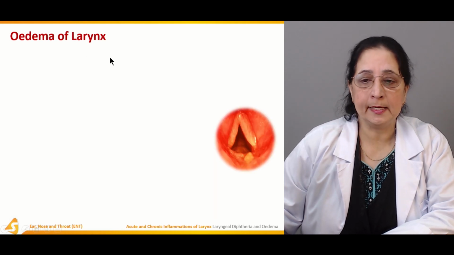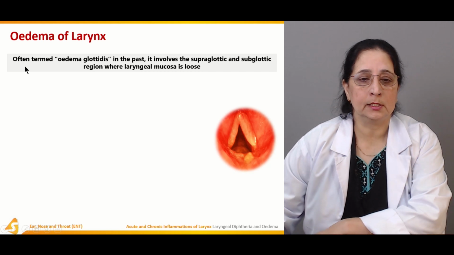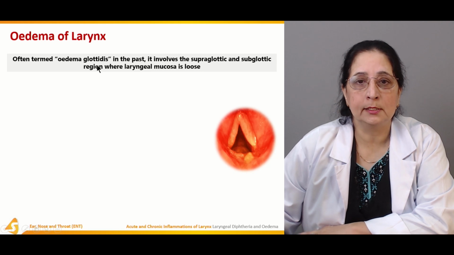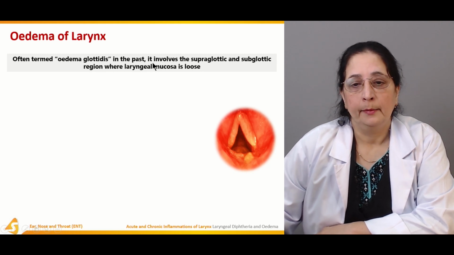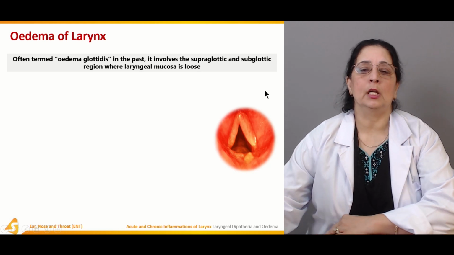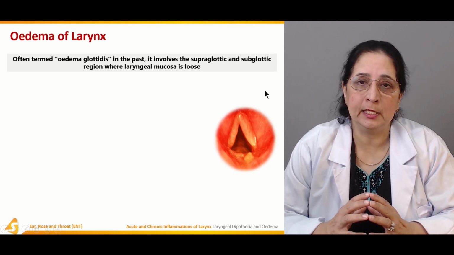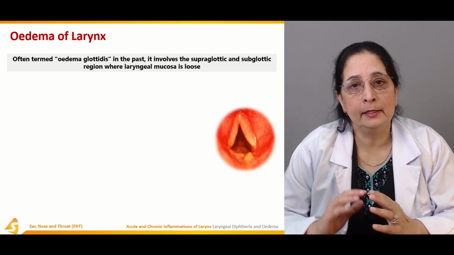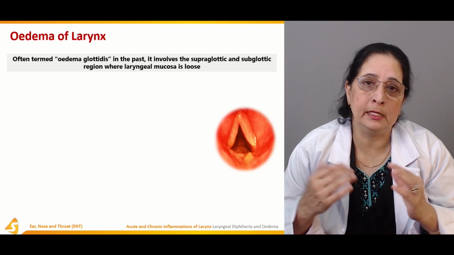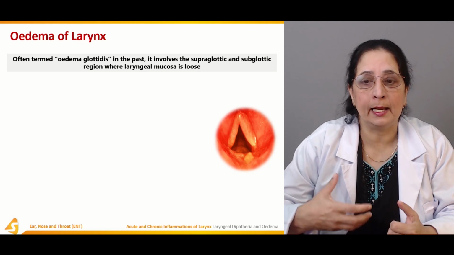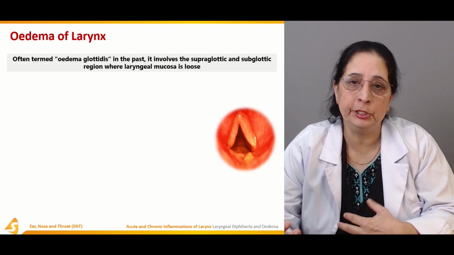Edema of the larynx is another condition I want to discuss here, often termed edema glottidis in the past. It involves the supraglottic and subglottic region, where the laryngeal mucosa is loose. So this condition is mainly caused in the supraglottic and subglottic region where the mucosa is loose. When the mucosa is loose, it has more ability to swell and accumulate fluid and lead to edema.